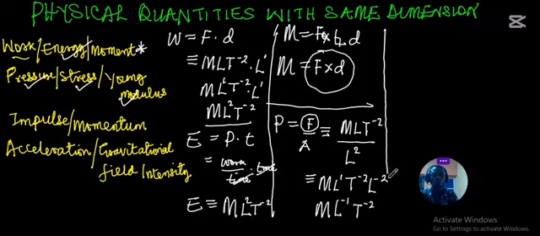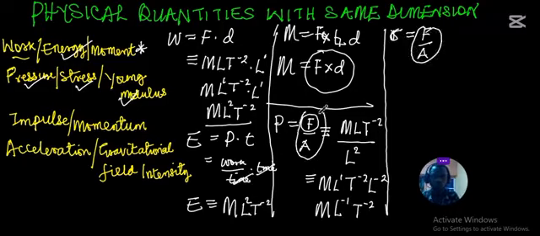This will give us M, L to the power 1 minus 2 is minus 1, so ML^-1T^-2. Alright, now if we do that for stress, sigma is given as force or load per surface area. So we can see that the dimension for stress is obviously that for pressure, and of course both of the quantities have SI units of Newton per meter squared.